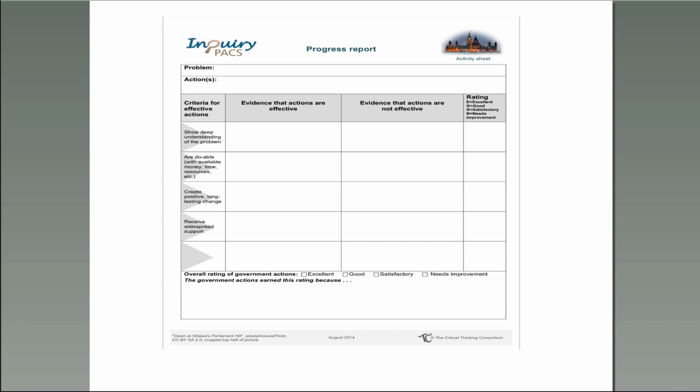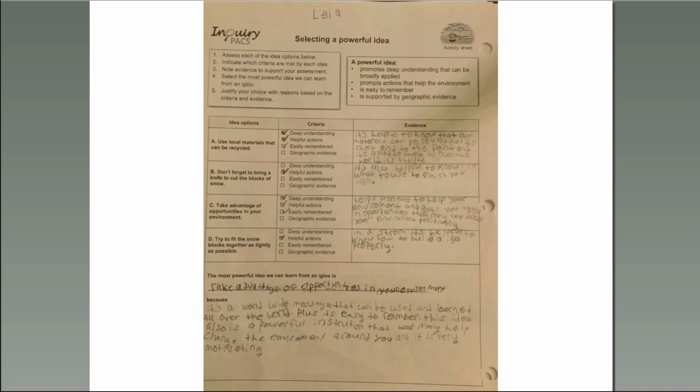Here is an example from the grade 5 inquiry pack of a thinking strategy. You see that we have the problem, actions, and the criteria along the left, and then evidence: evidence that the actions are effective, evidence that the actions are not effective, and then a rating. This becomes a strategy that can help students in making good decisions, and that's what a good thinking strategy does. There are many different examples of these kinds of thinking strategies woven throughout the inquiry pack.